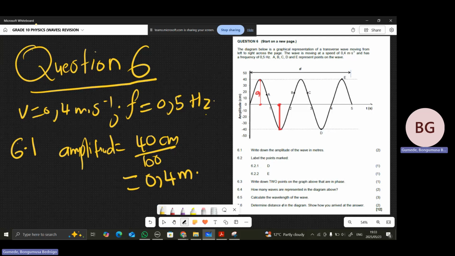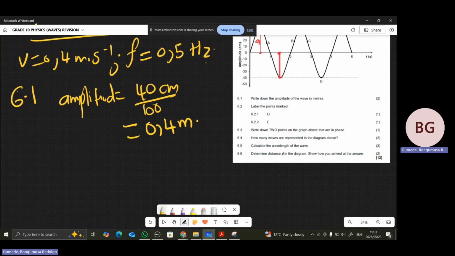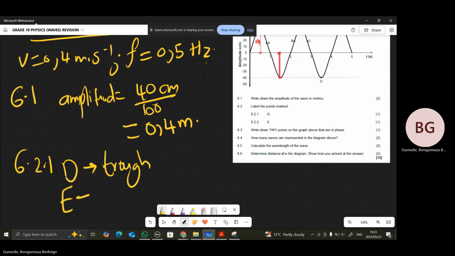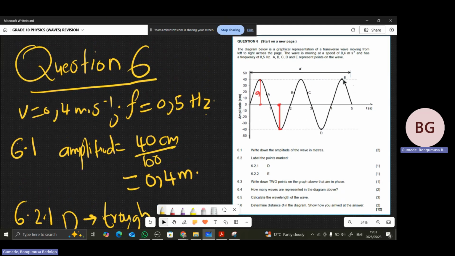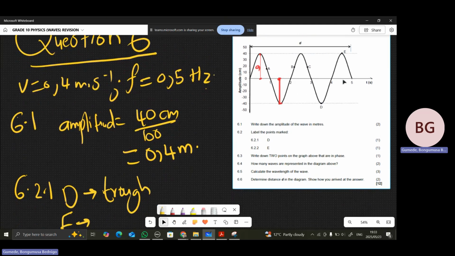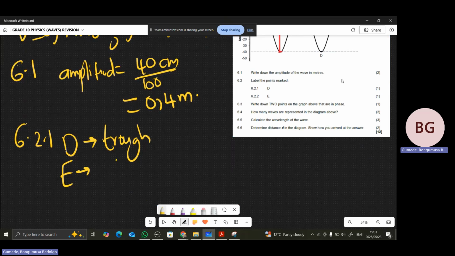Label the points. 6.2.1. We can see D is the minimum point, or minimum turning point. So it's what we call a trough. And E, from our diagram, is the highest point. So it's going to be the crest of the wave.